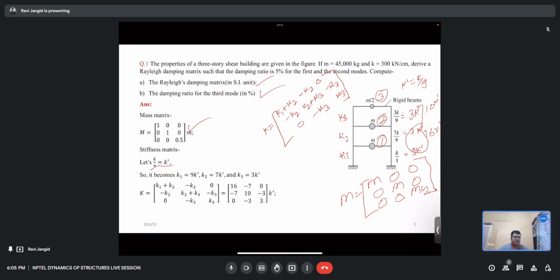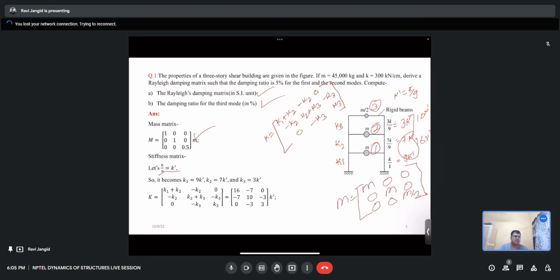Now after that we need to find our eigenvalues and eigenvectors. For this, we need to determine the eigenvalue problem. So the determinant of k minus lambda m should be 0.